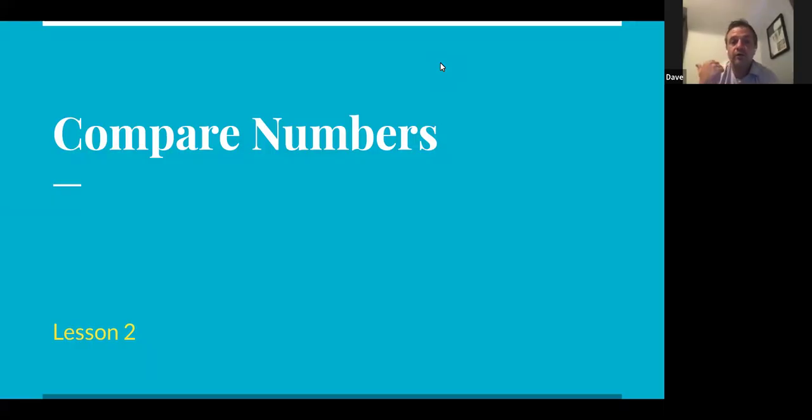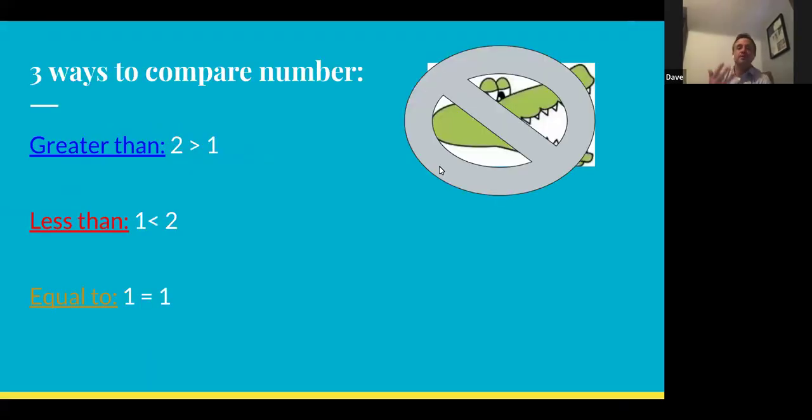But for 207, we are going to compare numbers. If you remember, first week we did place value. This time we're doing compare numbers. Okay? So when we compare numbers, we want to use these symbols: greater than, less than, and equal to.